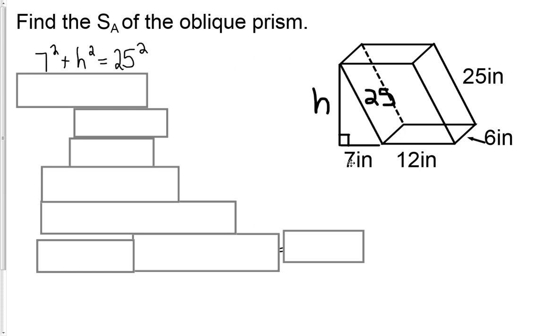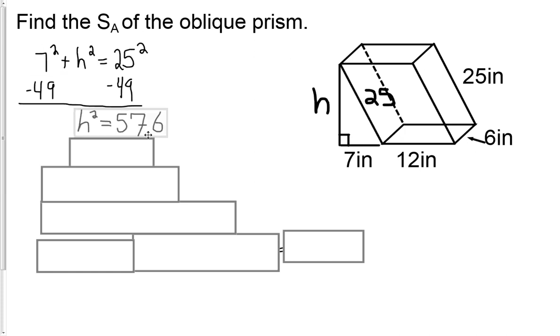So 7 squared plus 24 squared is 25 squared. This is another Pythagorean triple, not as common, so we'll work it out. Minus 49 from each side. 625 minus 49 gives us 576. And 576 is actually 24 squared. So height is 24.